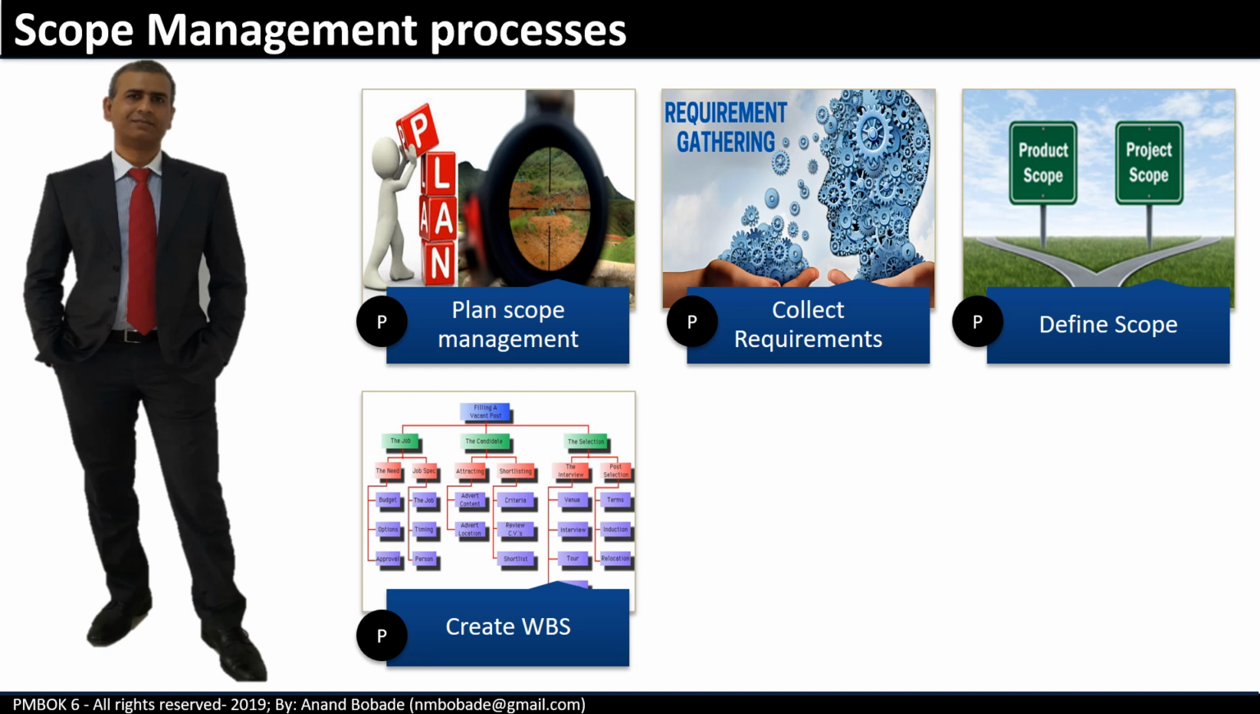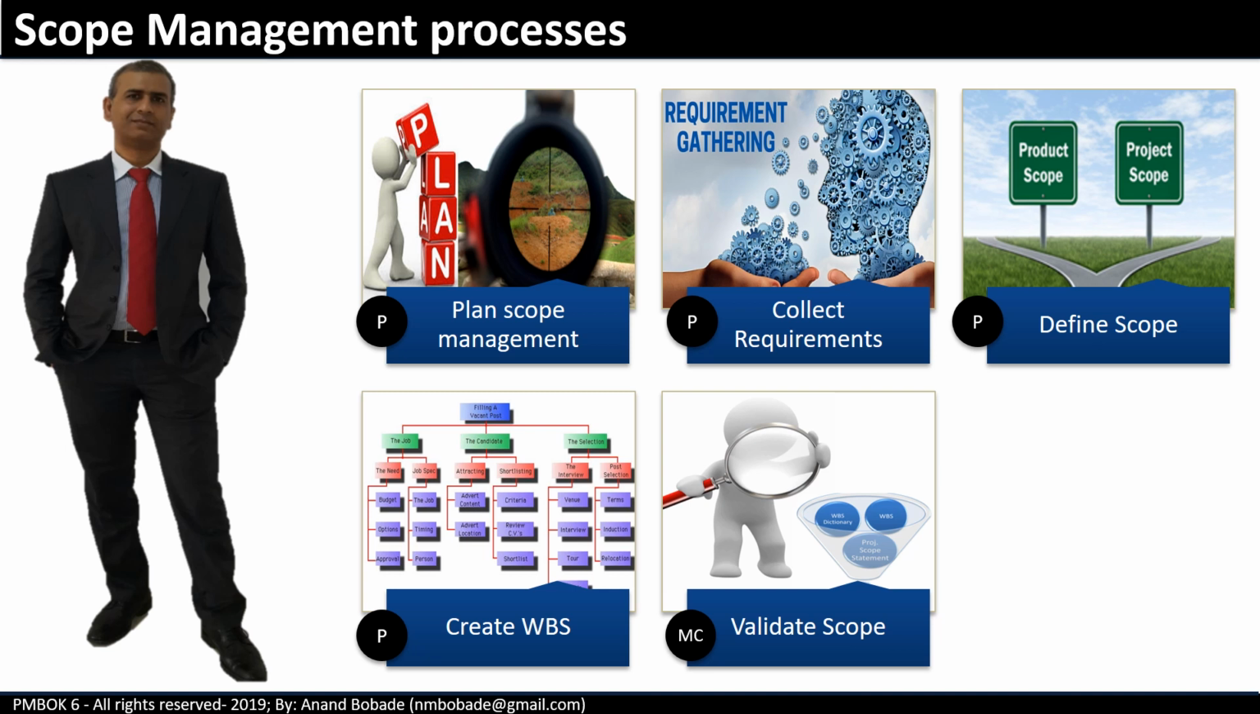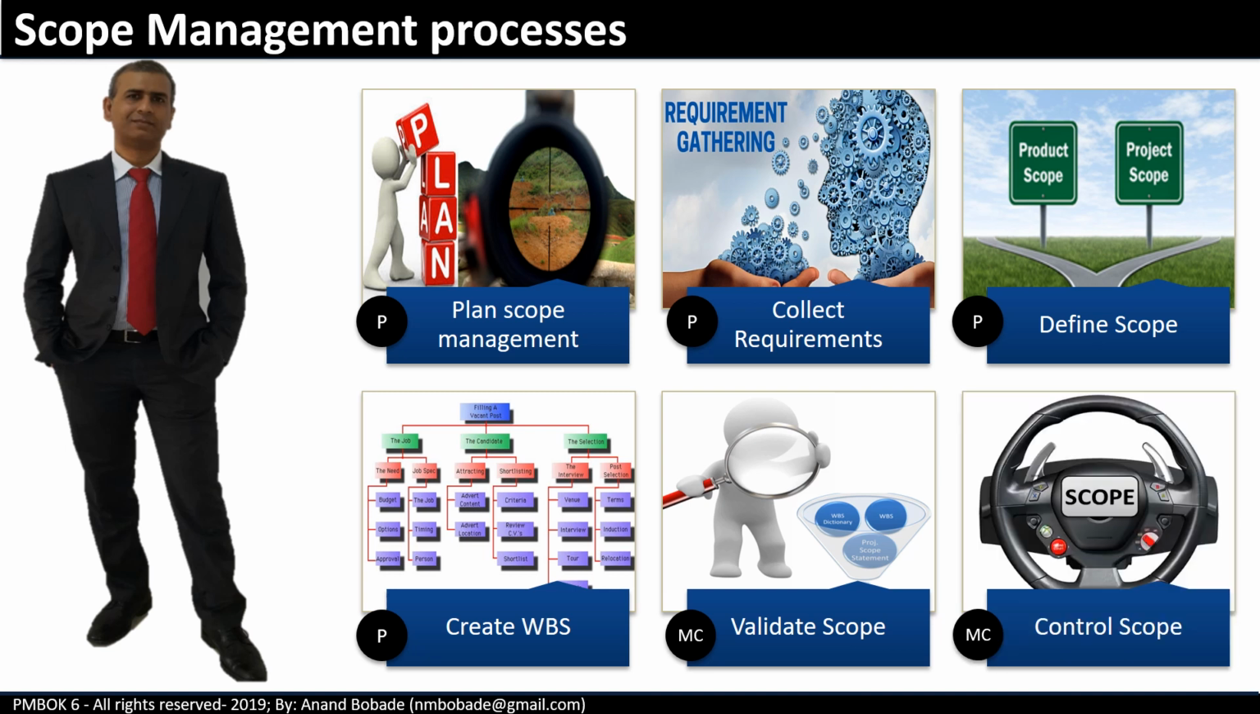First 4 processes are part of planning process group. Next is validate scope, which is business acceptance of a deliverable. And last one is control scope. This is where we will ensure whatever has been agreed as per scope baseline gets delivered, nothing less, nothing more. So last 2 processes, validate scope and control scope, are part of monitoring and controlling process group.